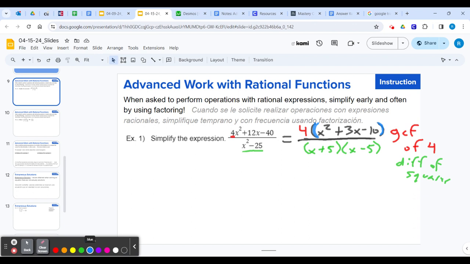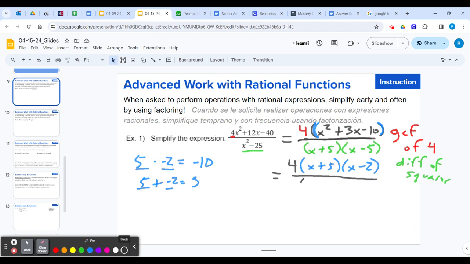I'm going to say, okay, this is something that I can factor as a quadratic. So I'm going to multiply two numbers to give me negative 10, and then add two numbers to give me positive 3. And if I do that, I think I'd have a positive 5 and a negative 2. Positive 5, negative 2. Yep, that should work. So I can rewrite this factored equation one more time. I get 4 times, I'll replace this in blue here, x plus 5 times x minus 2, and then all of it divided by what we had on bottom already, x plus 5 times x minus 5.